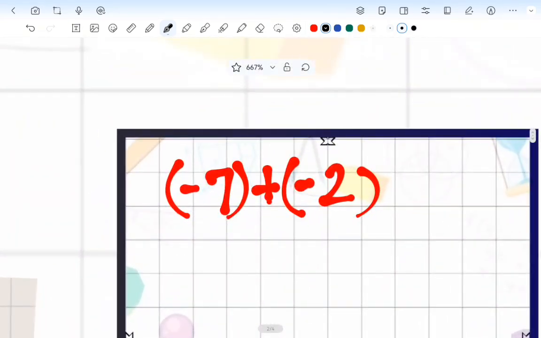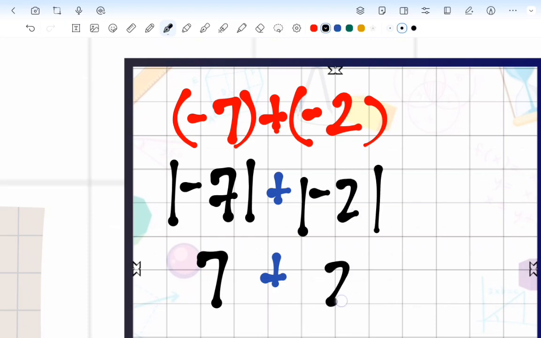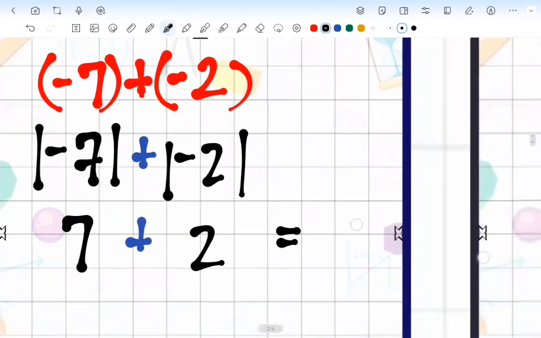So what is the absolute value of negative 7? The absolute value of negative 7 is 7. We're going to add them together. The absolute value of negative 2 is 2. So what is 7 plus 2? 7 plus 2 is 9. And we're just going to copy the sign. Since both of them are negative, our final answer will be negative.